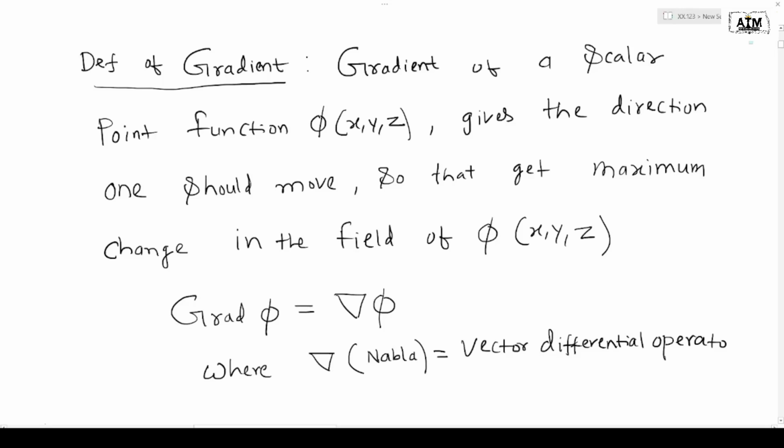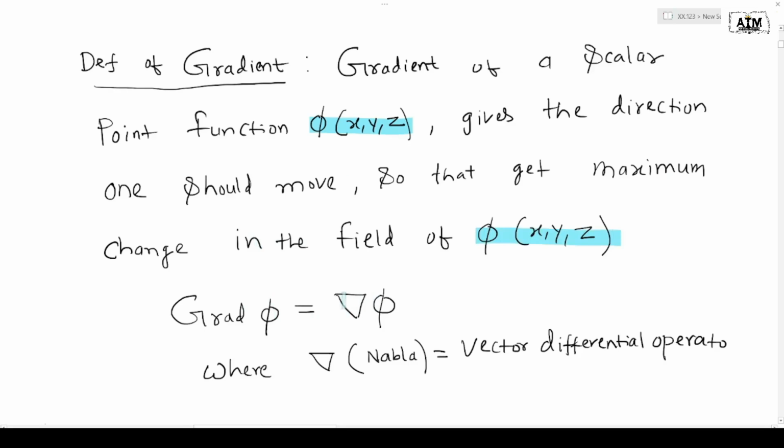Now define gradient, the gradient of a scalar point function. So we have to define gradient for whom? We define gradient for a scalar point function. It gives the direction one should move so as to get the maximum change in the field of phi of xyz.